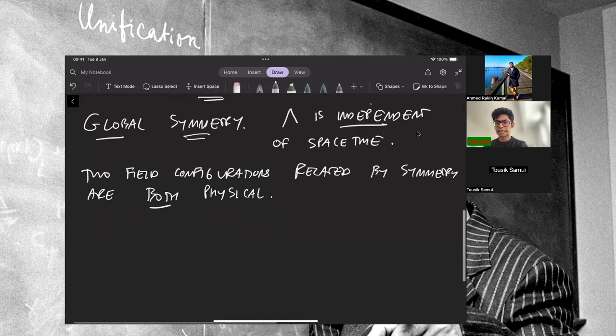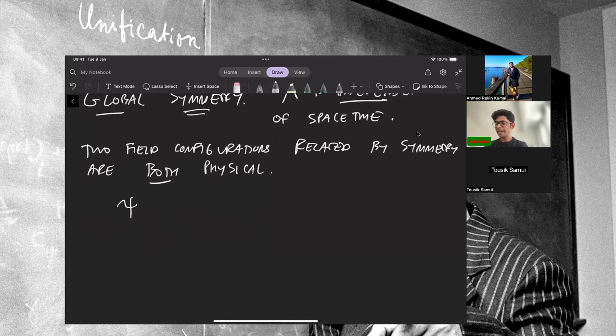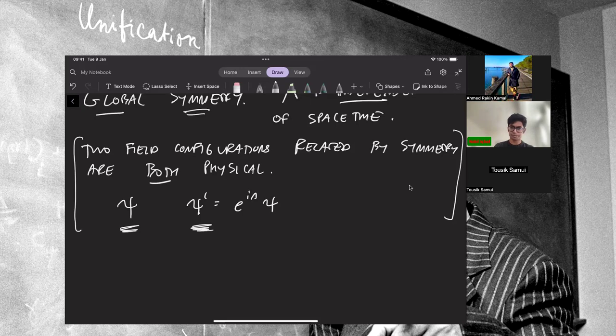Okay. Let me just explain what I mean. If psi is some field that does something, then psi prime equals e to the i lambda times psi. If this is physical, then this is also physical. Now, this is a strange thing to say because everything is physical, right? Why am I saying this? I'm only saying this because in a second, we'll see that some things are actually not physical, and I'll explain why I'm emphasizing this now. Okay. So that's a global symmetry.